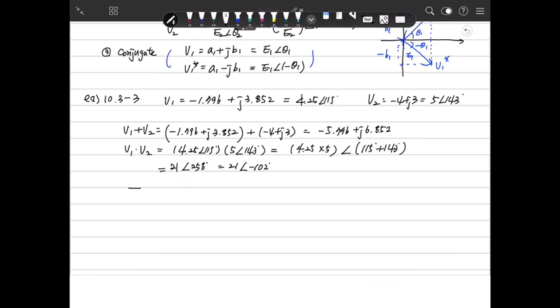Then what about division? V1 divided by V2. In this case, the polar form is more useful. So 4.25 at 105 and 5 at 143 will be expressed as 0.85 at 105 minus 143. That will be 0.85 at minus 28 degrees.